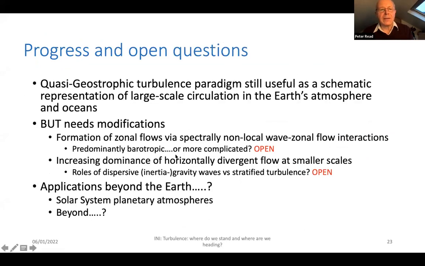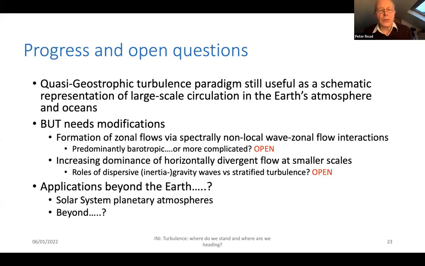So as an intermediate conclusion, what we see is that we have this quasi-geostrophic turbulence paradigm. Although it's quite old, it's still quite useful as a schematic representation, provided you modify it to include the effect of zonal flows by these spectrally non-local wave-zonal flow interactions, at least for the barotropic components of the flow.